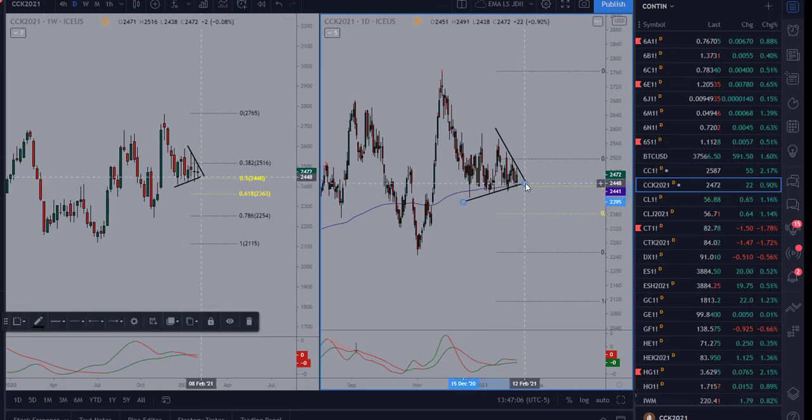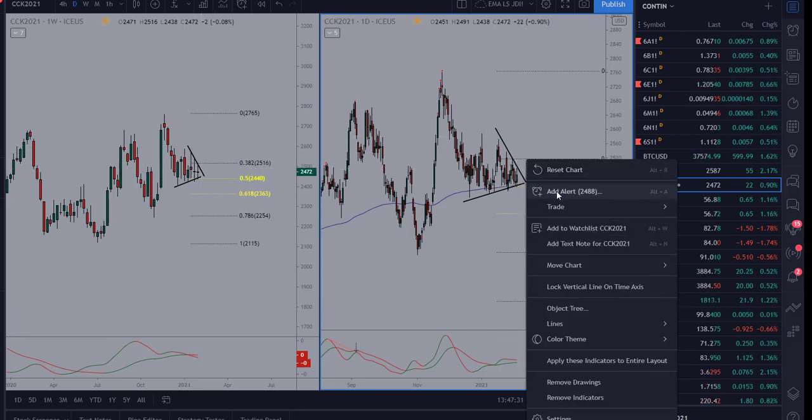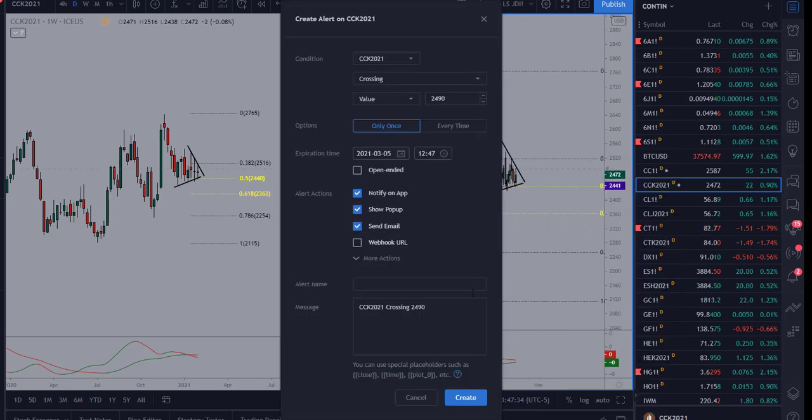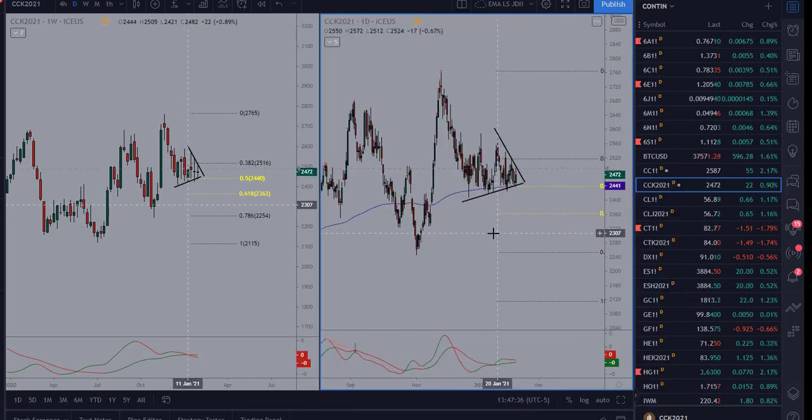We could take a long here just off the data alone, but of course we want to trade with confluence, so we know we have positive seasonal data. We're trading right down here into the 50% retracement level, which also happens to be 200-day moving average support. Now we just want a little bit more confirmation, and that would be a break out above this trend line range, which is going to be around the 2490 area. So I'm going to set an alert here on May cocoa at 2490. We're only about 15 ticks away right now from this recording.